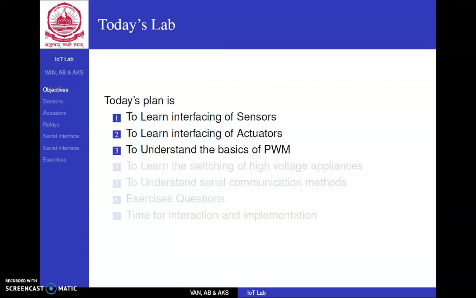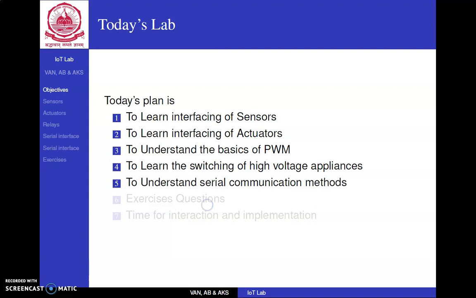That will be discussed. And many IoT systems need to operate heavy electric loads such as home appliances working at very high voltage. So how do we perform the switching of high voltage appliances? That will also be covered. And then serial communication, which is a legacy protocol supported in almost all digital equipment. Serial data communication and its application will be discussed. And to conclude, we will give you some exercise questions and we will open up for discussion and implementation. So this is how we planned today's lab session.